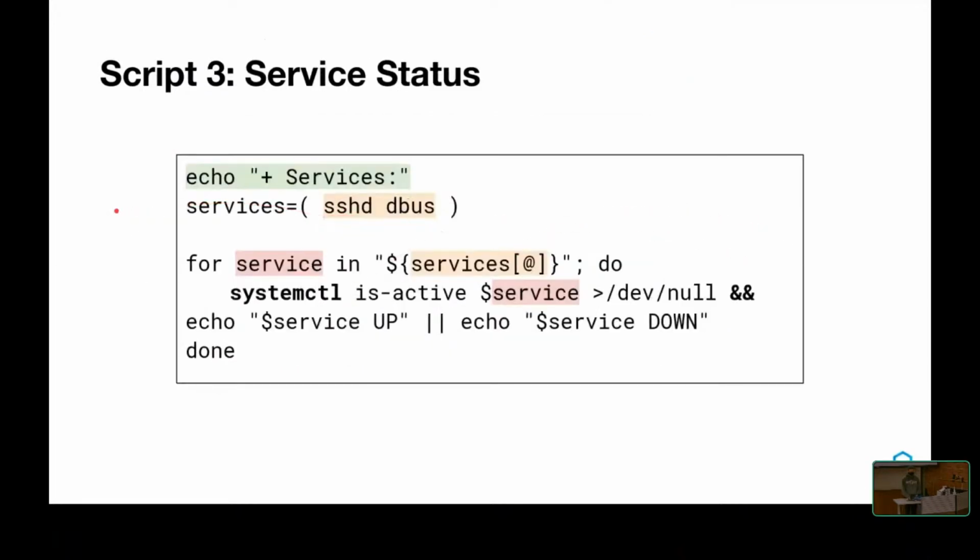So this shows you a few new things. This shows for loops and arrays. So a bash array is delimited by a space. So this is an array of 2 items called sshd and dbus. So this is going to print services. And then it's going to be like for service in services. So it's going to run this loop twice, once for sshd and once for dbus.